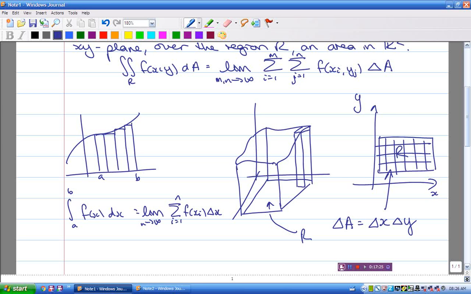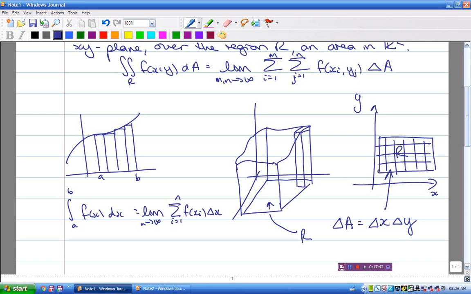Yes? Is this all with z being fixed over the whole region? Z will not be fixed. Z will be changing across the region, and z, of course, is signified by the f of xy. So in my picture, it looks fairly flat, but it could be doing all sorts of things.